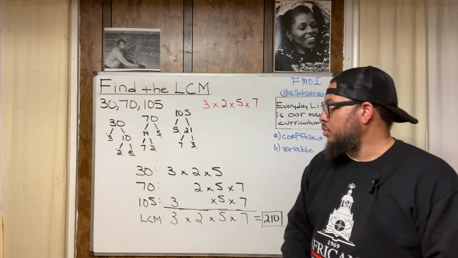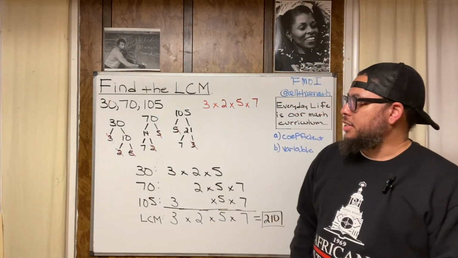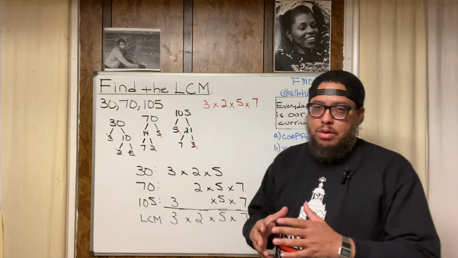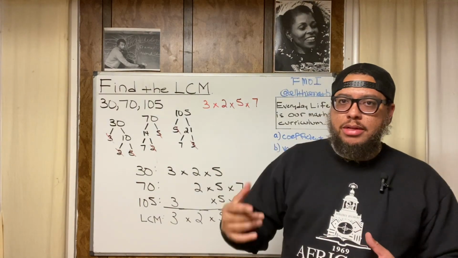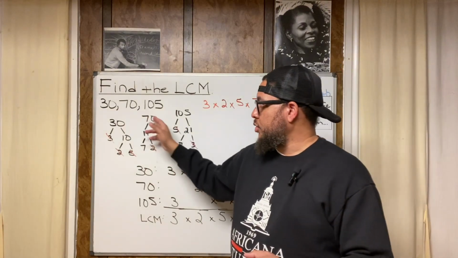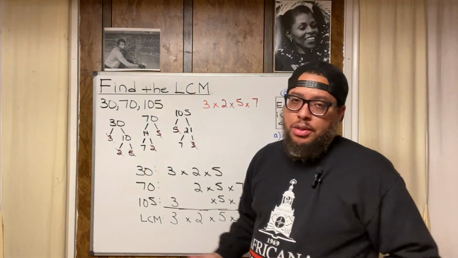I dig the table too. The table is cool, but just understand why it's set up like that, because you're looking for the maximum amount of times that number shows up in the different prime factorizations of each of these original numbers, 30, 70, and 105. You know what I'm saying?